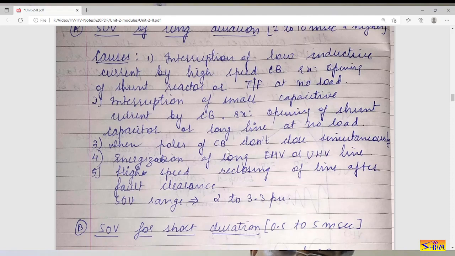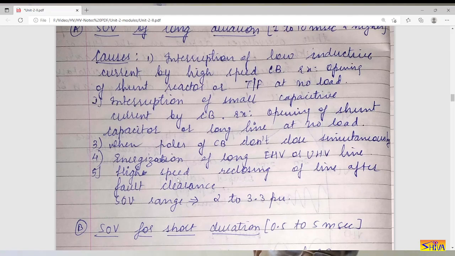It is a 3-pole circuit breaker, so the requirement is that all the poles should close simultaneously. But when they don't close simultaneously, then also switching over voltages are generated. Next is energization of long EHV or UHV line. So when a long EHV or UHV line is switched in, that is energized, the situation is connection of capacitive load. Because when an EHV or UHV long line is operating at no load, the line capacitance draws the current. So this is one more situation.